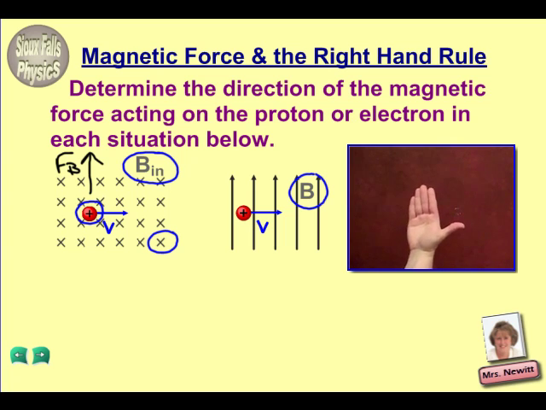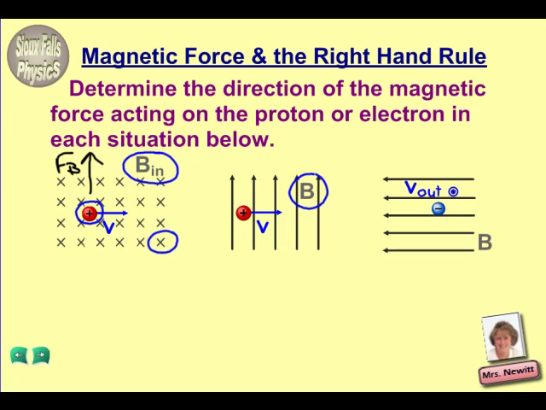My thumb needs to match the direction of the velocity, which is to the right. And then finally, to move my hand in the direction of my palm, it must come out away from the board. And so to complete our diagram, we have a magnetic force that is out.